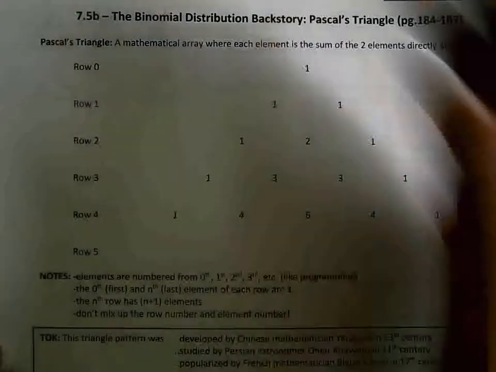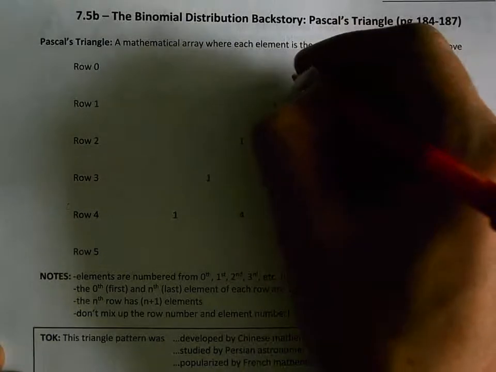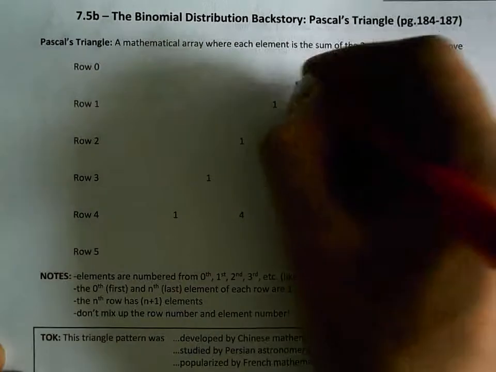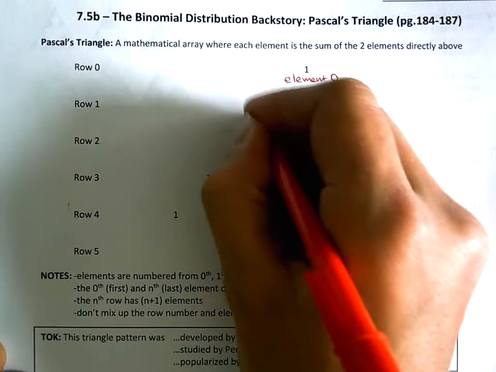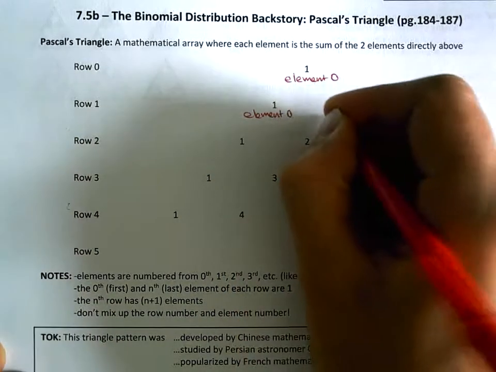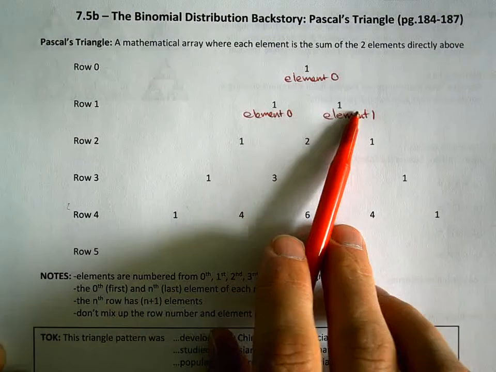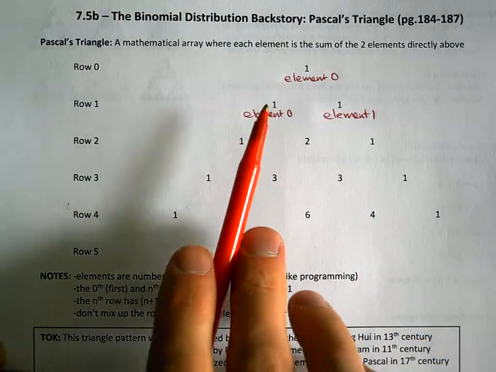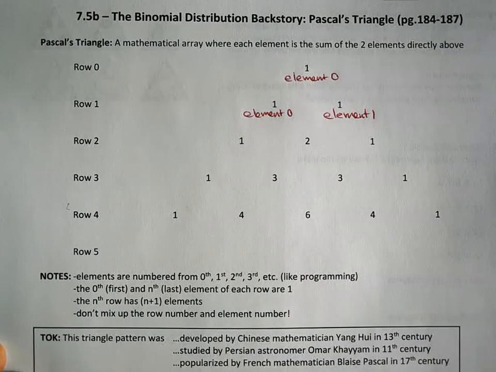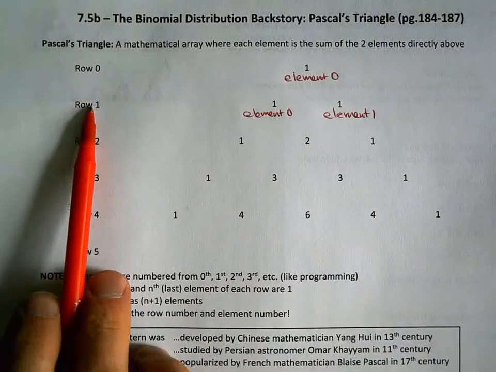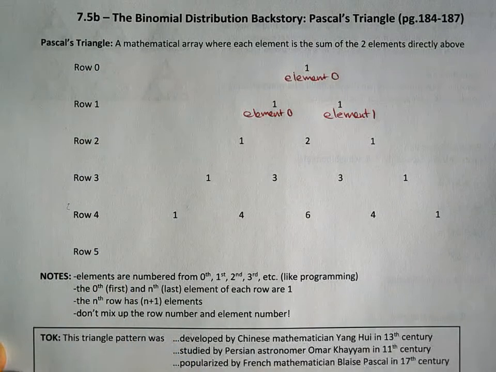Now there's just a few notes about how Pascal's triangle works. The first thing is that we would call this row 0, element 0. This is row 1, element 0. This is element 1. So even though there are 2 elements here, we count from 0 to 1. This is kind of like programming. For those of you who do programming, you always start counting at 0. Similar with the rows, we're on the second row, but it's actually row number 1. So row 0, 1, 2, 3, etc.